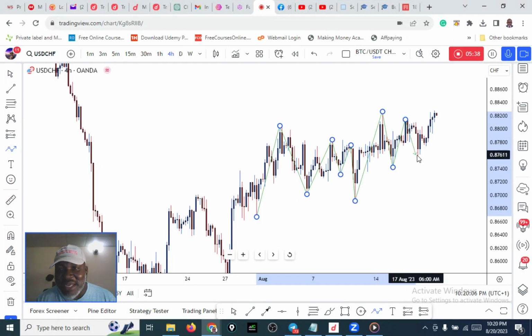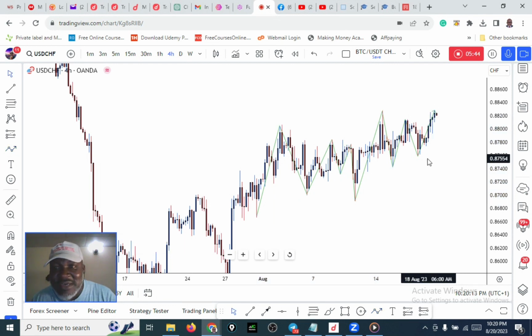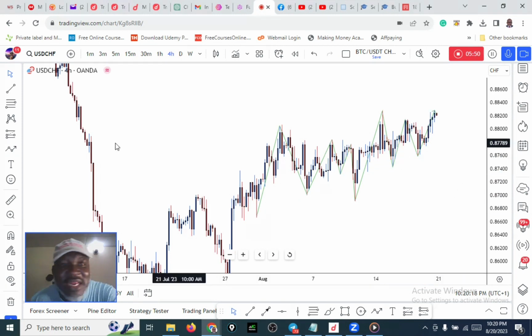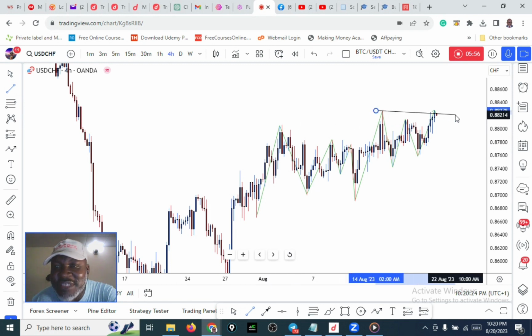Then it came back here. What is it doing here? And the market ended up here. So guys, for the market to end up here, well, we can argue. Let's look at if it broke this high. Did it break this high?